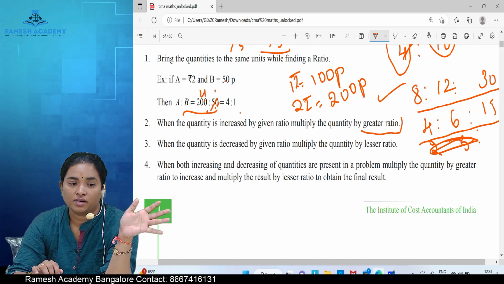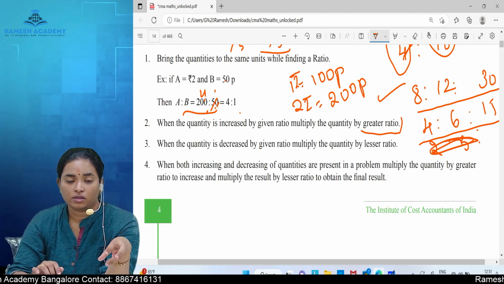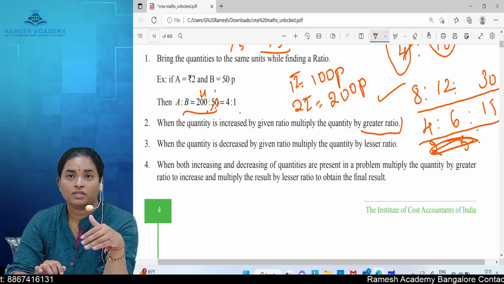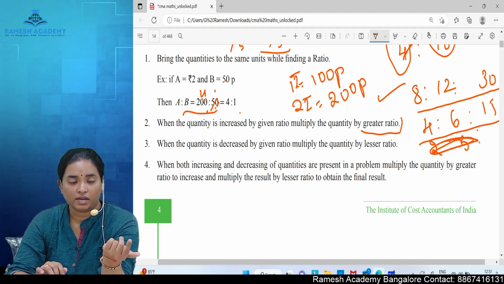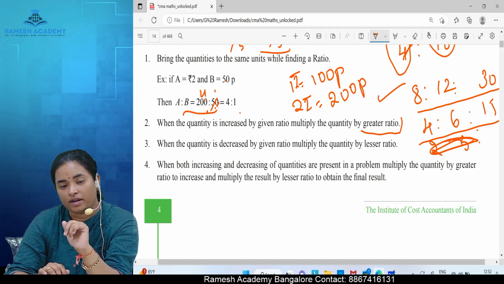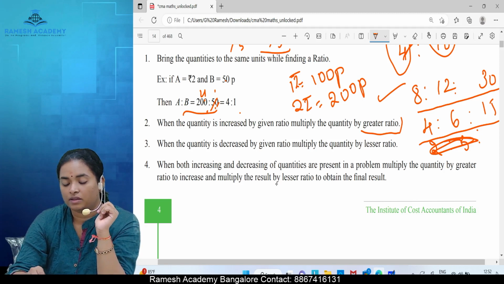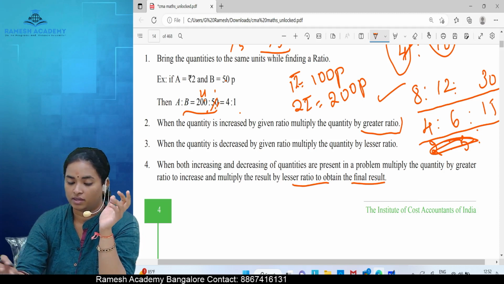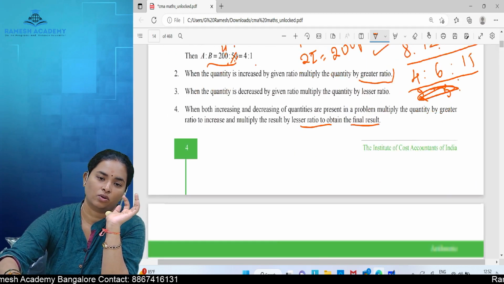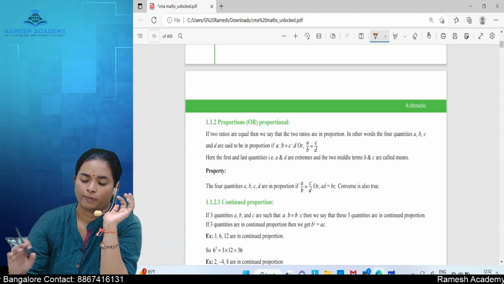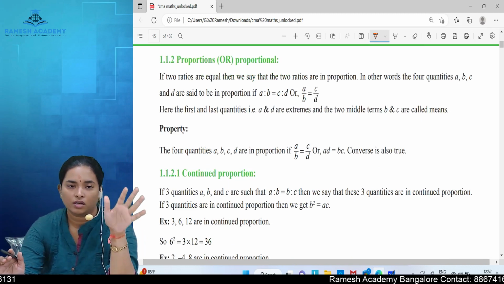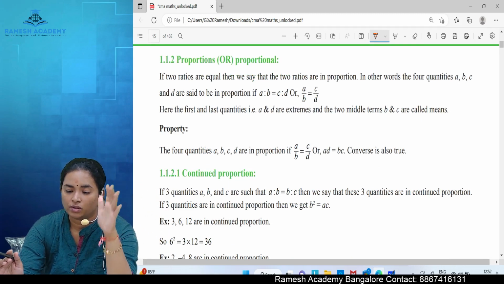When there is both an increase and a decrease, whichever quantity is doubled, multiply it. It is increased by 2 times, so multiply. At the same time, some quantity is decreased by 3 times, then divide by 3. So for both, multiply the result by the lesser ratio to obtain the final result. So these are some hint points to remember. It doesn't come under some concept, but you need to know. Next we have proportions. So with this we finish the ratio.